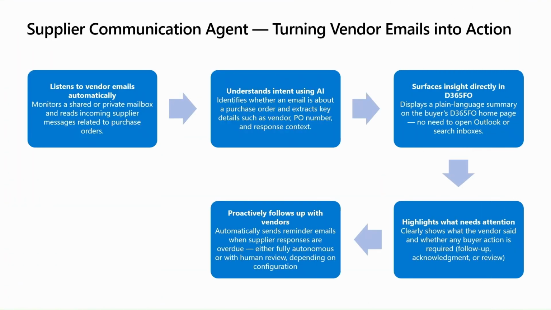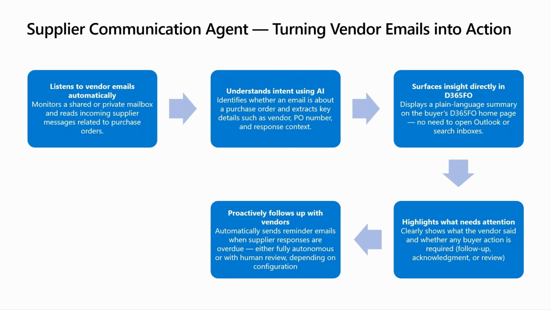So, what does this agent actually do? At its core, it monitors a shared or private mailbox, reads incoming vendor emails, and uses AI to understand whether that email is about a purchase order. It surfaces a plain language summary directly on the procurement team homepage in Dynamics.